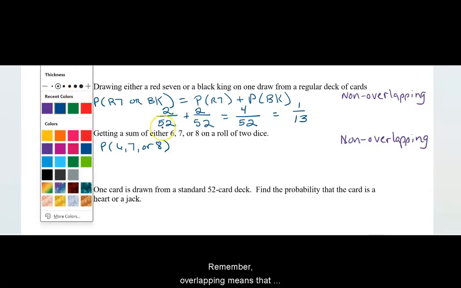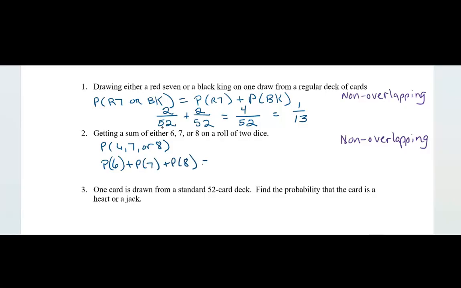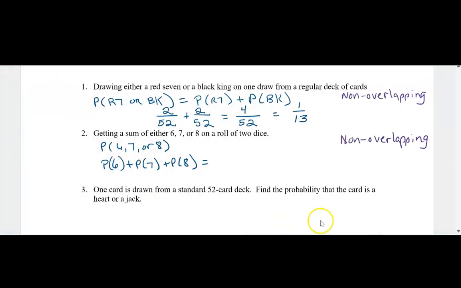Remember, overlapping means that something could occur at the same time. Then that means I want the probability of a 6 plus the probability of a 7 plus the probability of an 8. All right, let's go back to this diagram. What we want to see is how many of these. By the way, there's 36 of these in total. When we do our probability, each one of these is out of 36 possible combinations.